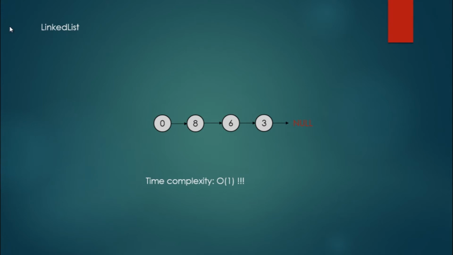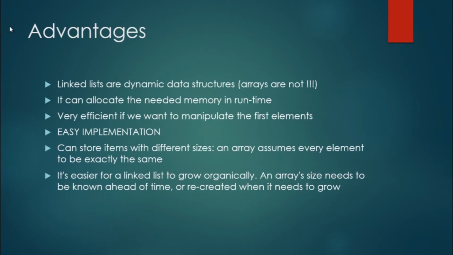So we see in the illustration that removing an item is much faster for a linked list than for an array list. If we have an application where we want to use a list and we have to do a lot of item removal, it is advisable to use a linked list over an array list. So the advantages of linked lists: linked lists are dynamic data structures. Arrays are not, as we have discussed.